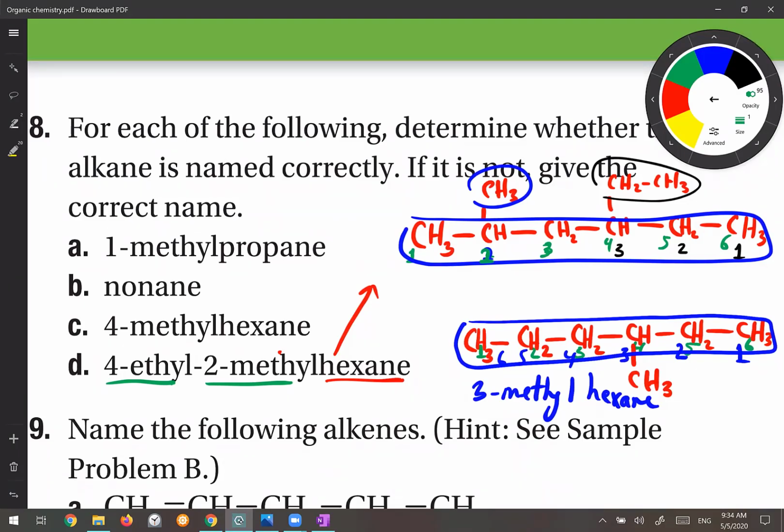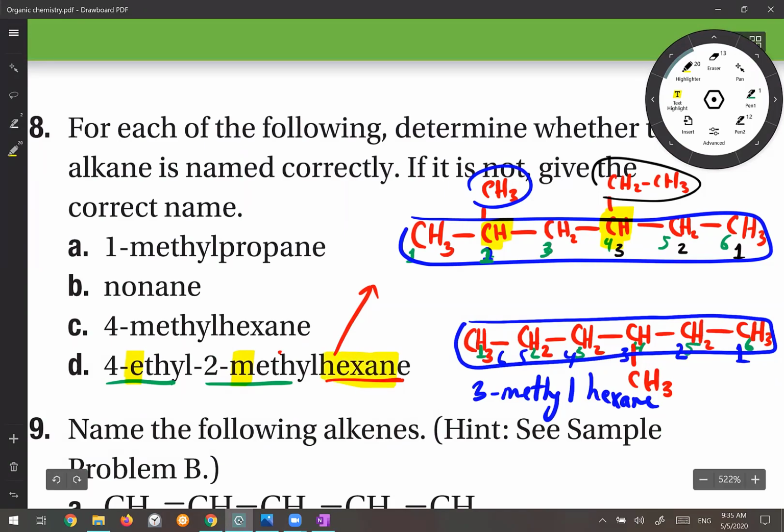Okay, so any problem in the naming of this? No, there is no problem. When you want to write down the branches, first you have to write the branches which have alphabetical priority. The E in ethyl comes before M in methyl. So first you have to write ethyl, and the ethyl is in the 4th position, so it's 4-ethyl. And the methyl is in the 2nd position, 2-methyl, and you have 6 carbons in the parent, so it's hexane. So this one is the correct name for the compound.